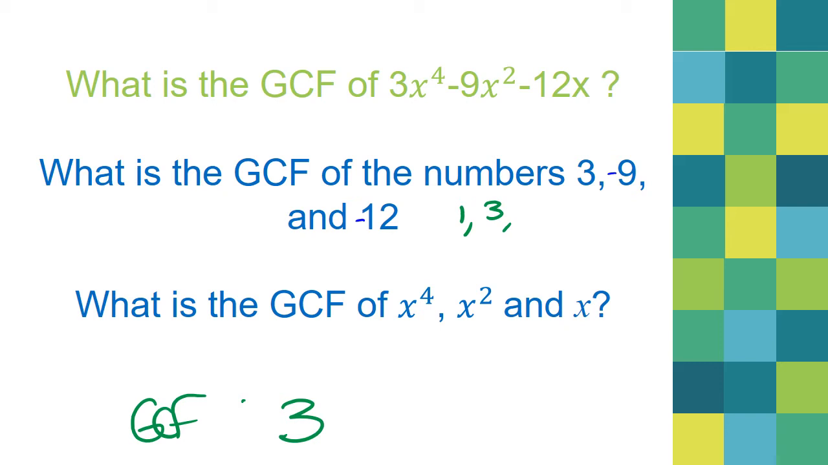Let's look at our letters. I have 4 x's, I have 2 x's, and I have 1 x. So the only thing I could divide out of all 3 of those would be 1x. Okay? I can't take 4 x's away from 1. That wouldn't work out. Okay? So my GCF is going to be a 3x on this problem.